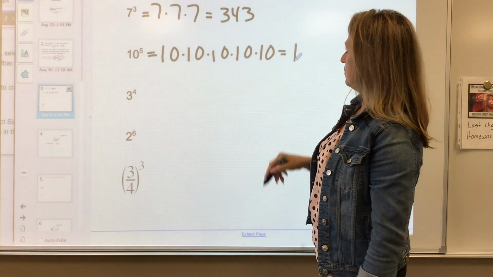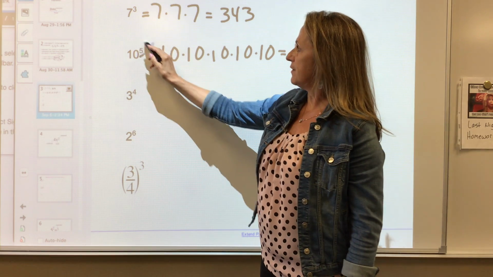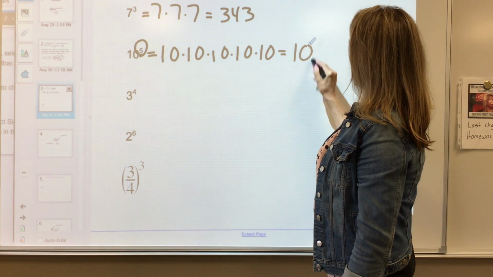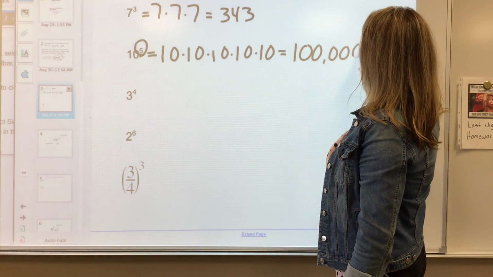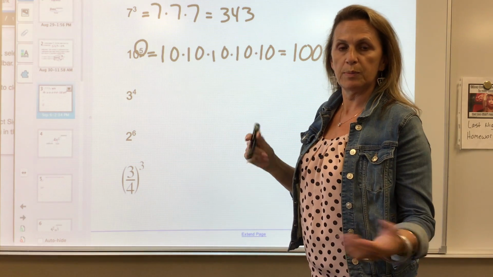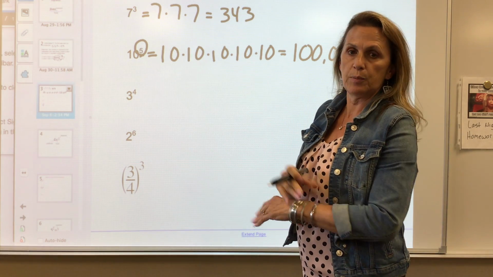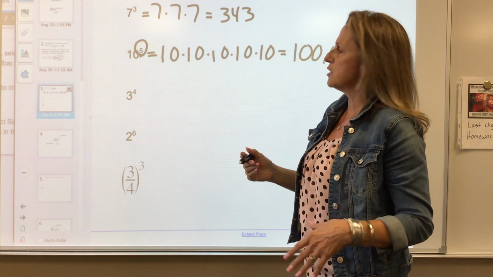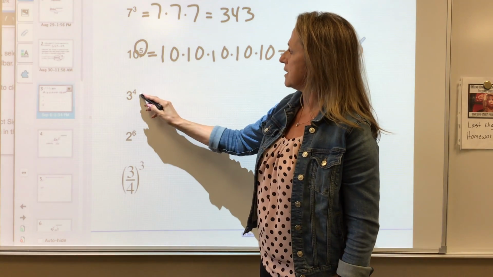I'm going to start with the number 1. Because I have a 5 as my exponent, I'm going to have 5 zeros. If I had a 6 for the exponent, it would be 6 zeros. If I had a 3, it would be 3 zeros. So base 10s are pretty easy.